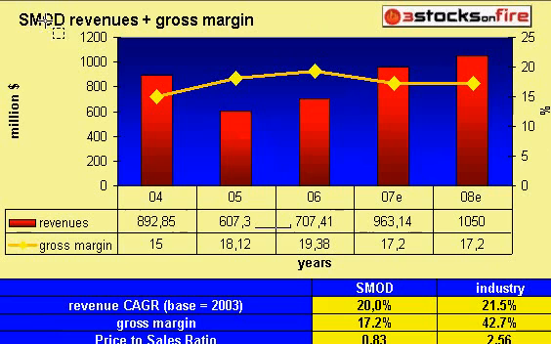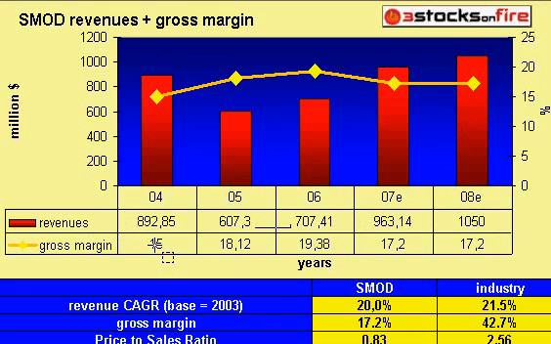As for revenues, we have it here since 2004. Not much growth, you see. In 2006, revenues were lower than in 2004: 707 million in 2006 and 893 million in 2004. Expected for 2007 are 963 million, and for 2008 $1.05 billion in revenues.